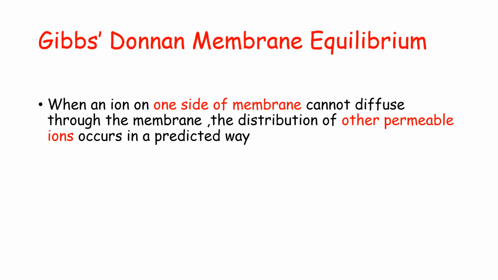Coming on to the second factor which influences the resting membrane potential, or plays an important role, is the Donnan effect, which was given by Gibbs. This effect states that when an ion on one side of the membrane cannot diffuse through the cell membrane, that is, it is not permeable, the distribution of other permeable ions occurs in a predictable way. So let us understand what is meant by this.